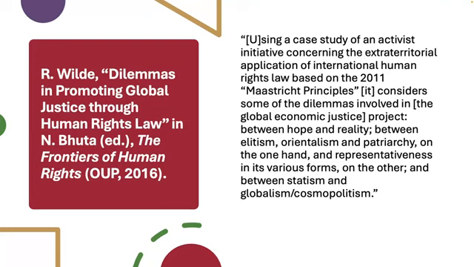Because what Ralph Wilde is doing here is highlighting for us a clear hope versus reality tension, the gap between the ideas of hope and reality, between elitism, Orientalism, patriarchy on the one hand, and the representativeness in its various forms on the other, and between statism and global constitutionalism, globalism and cosmopolitanism. So bringing back into the fold that debate about statism versus cosmopolitanism.